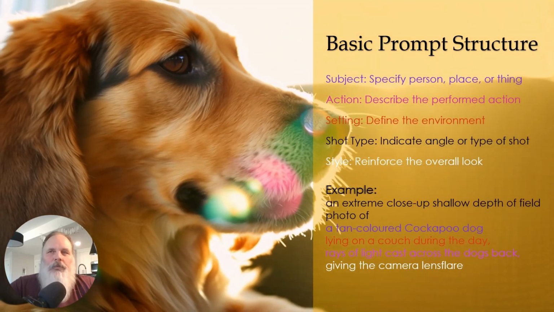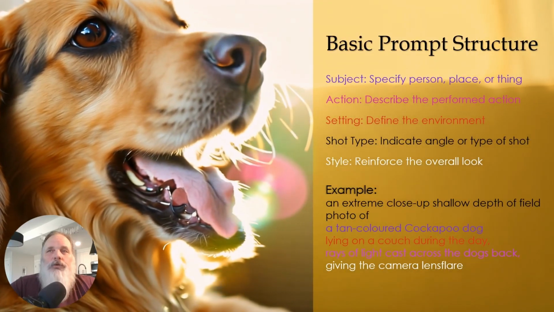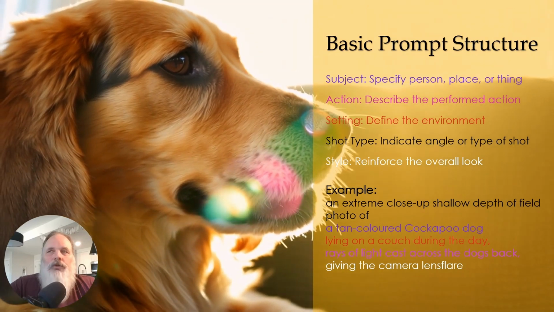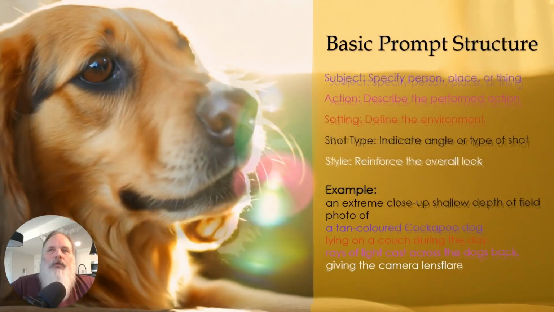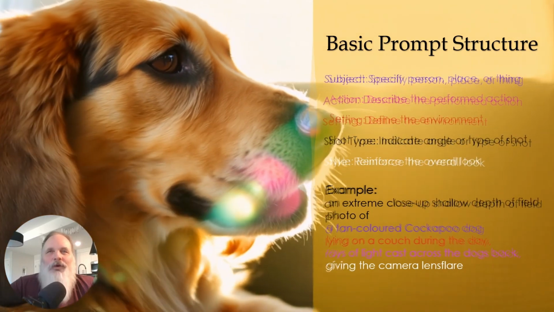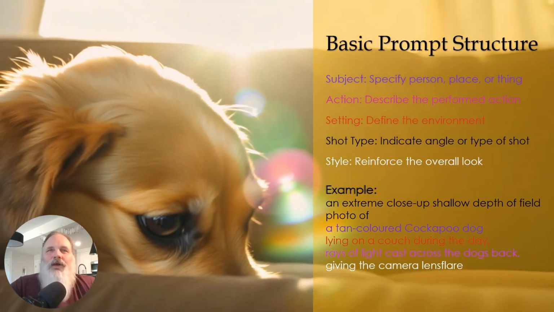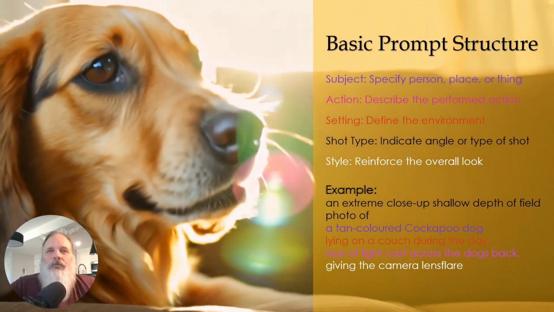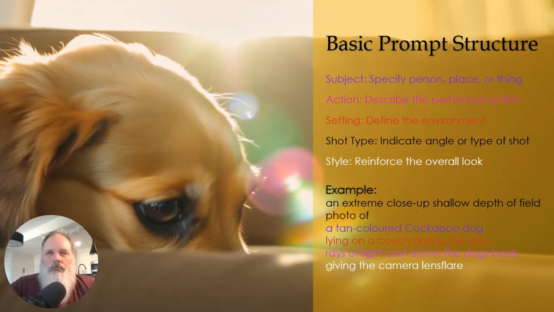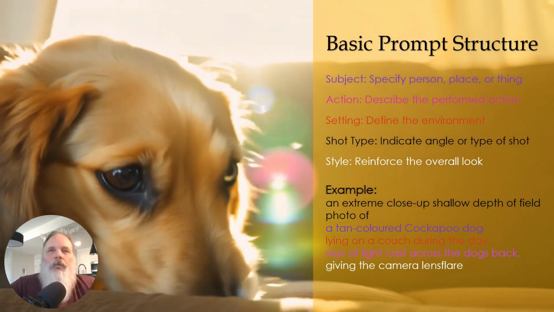Below is an example that I've color-coded for each part of the basic prompt structure. So for example, in black, an extreme close-up, shallow depth of field photo or shot of is the shot type. The tan color cockapoo dog, so obviously not a cockapoo, but it's done its best it can. It's got a golden retriever and it's very consistent. Nice shot. Lying on a couch during the day, so the setting is a couch, in the living room probably, in front of a window.